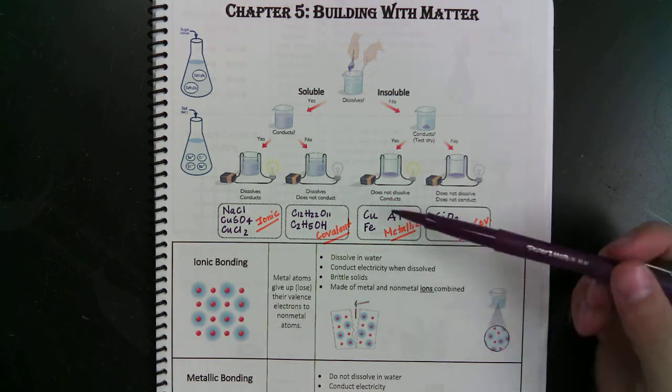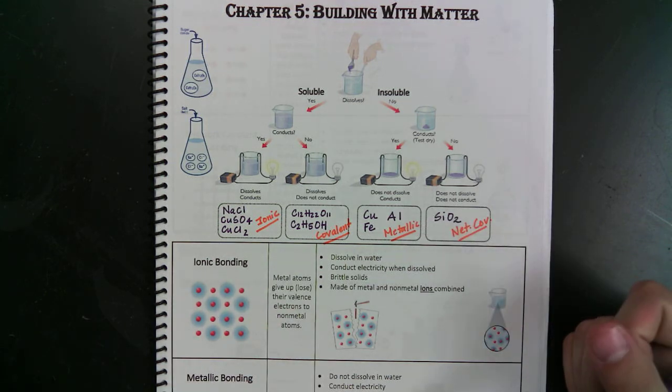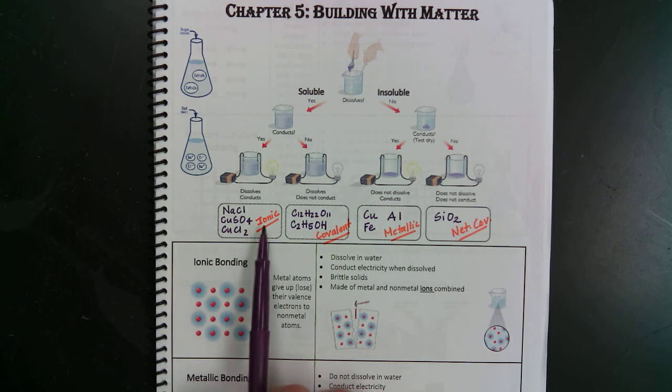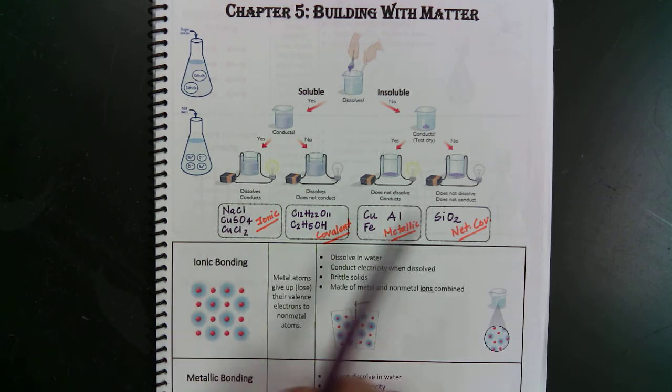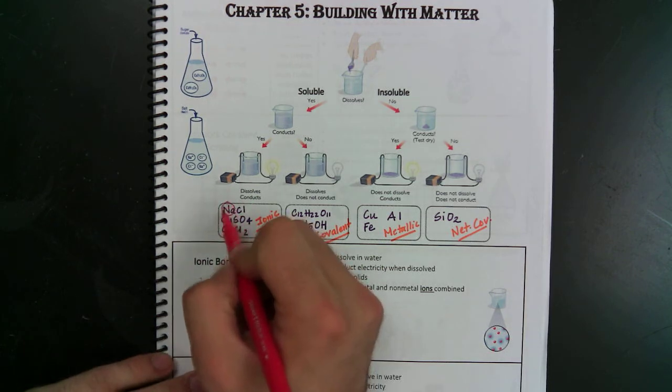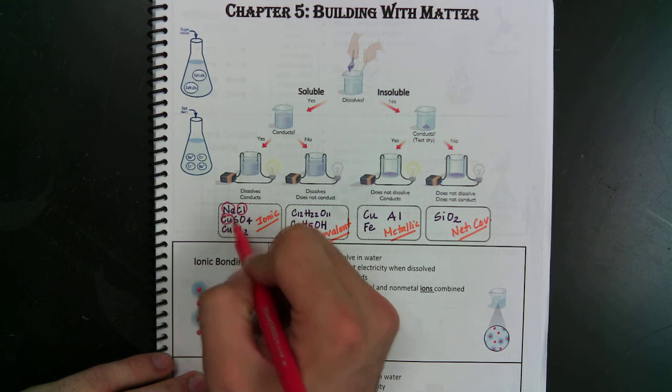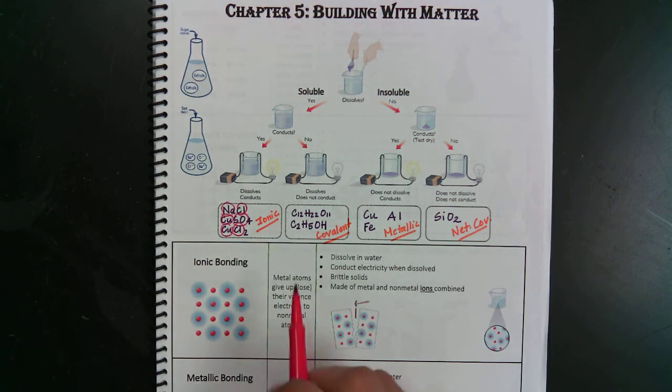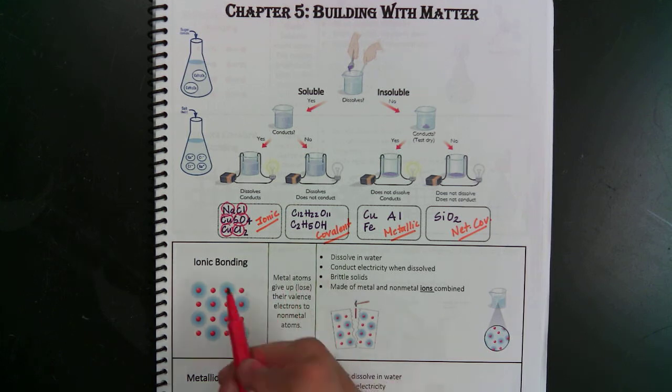And we're going to go through each of the different types of bonding. Now, ionic bonding: if we look at just the formula, we could recognize ionic bonding because you're going to see metal and nonmetal. Metal, nonmetal. Metal, nonmetal. And what it means for something to be ionically bonded is that metal atoms give up or lose their valence electrons to the nonmetal atoms.